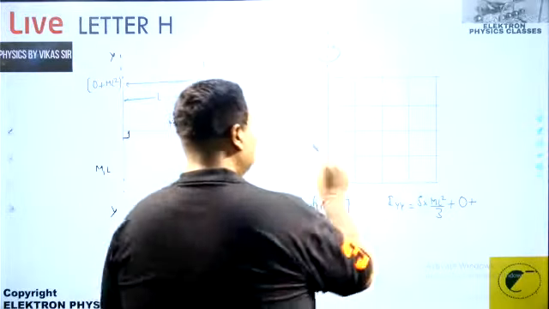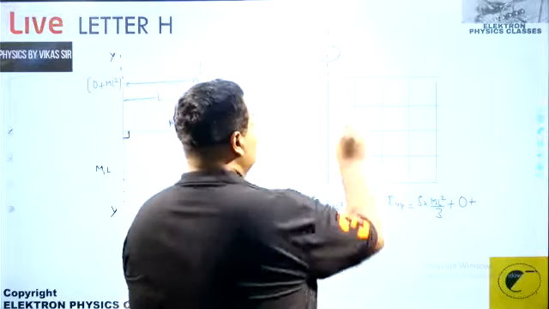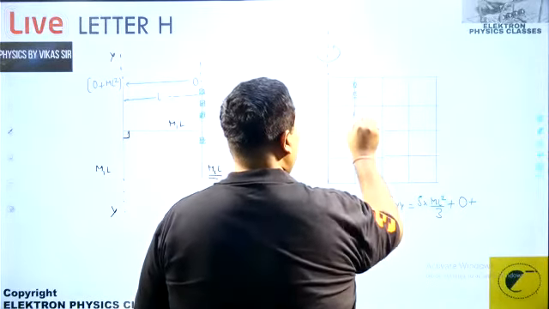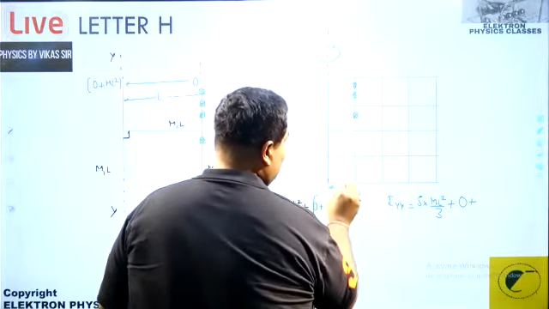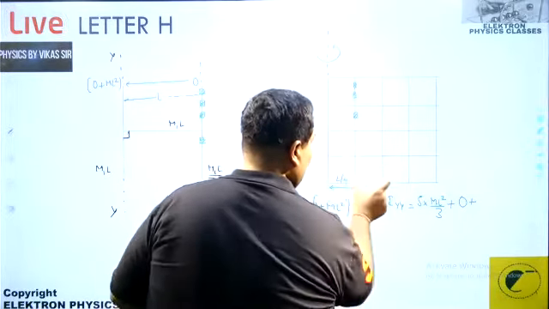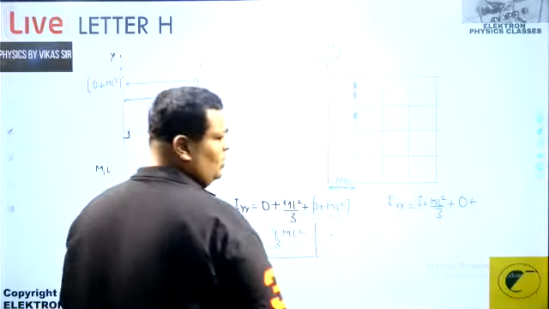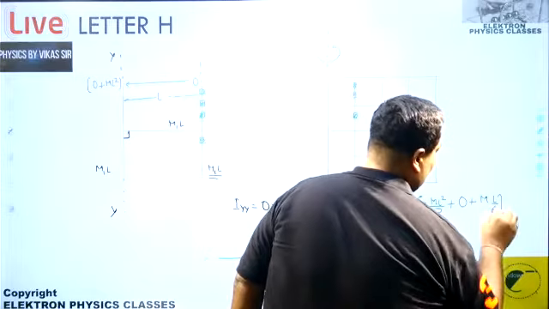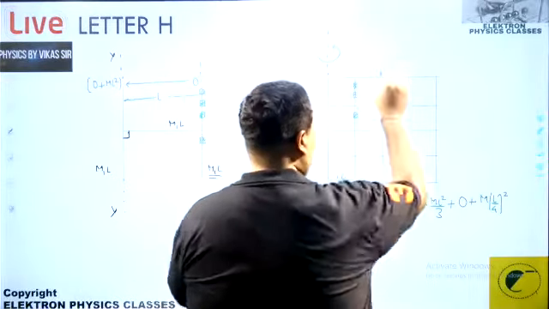Next, this is the sixth rod. No, that's the seventh rod. The sixth rod is gone. Seventh rod, this one. Every particle in this rod is at a distance of how much? L by 4. So every particle on this rod is at a distance of L by 4. The moment of inertia will be m into L by 4 whole square. Correct? Easy.